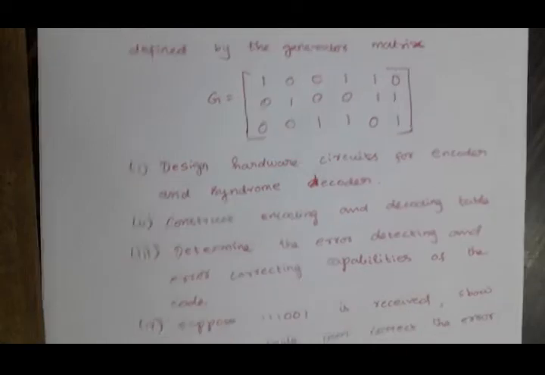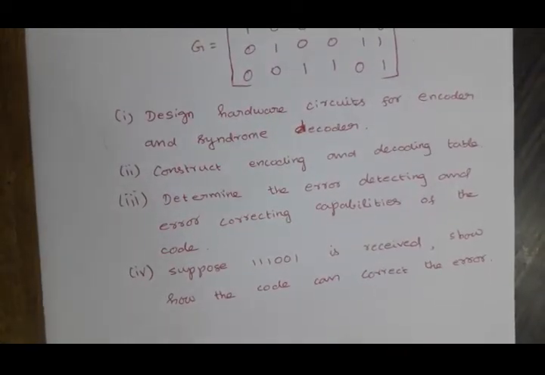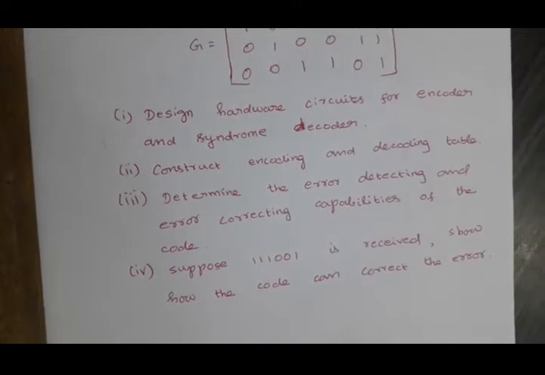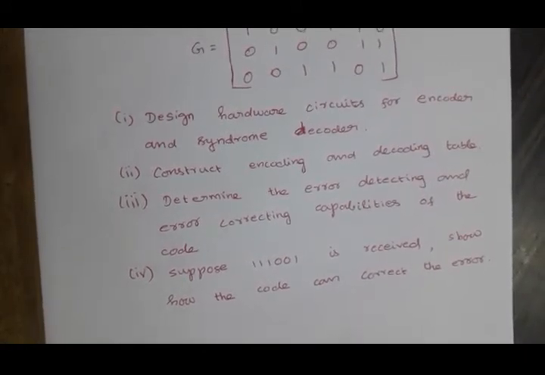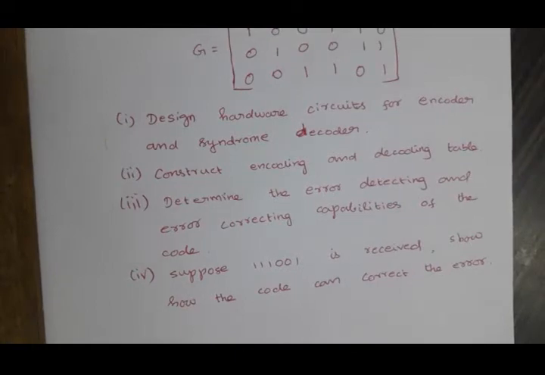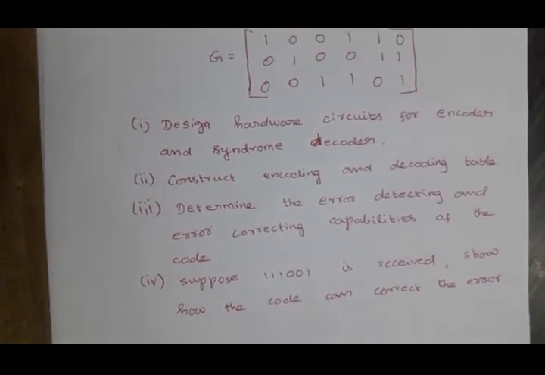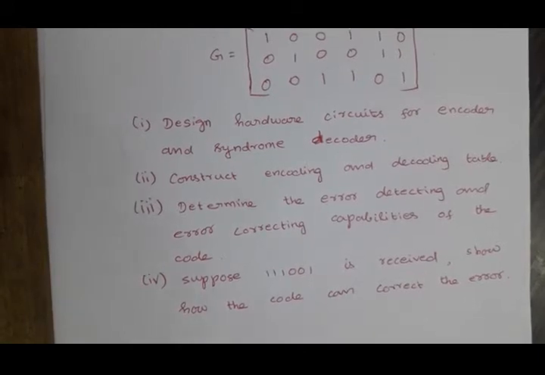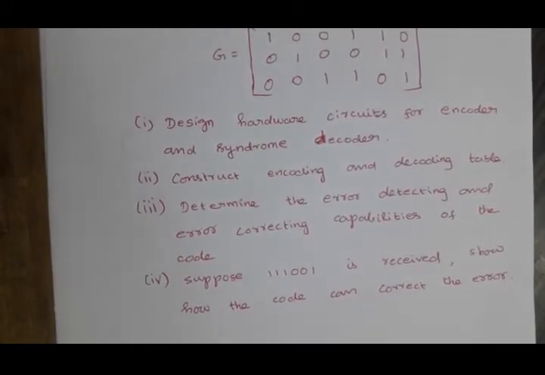And also, a code word is received by the receiver. We have to check whether an error has happened in that code. If the error has happened, then we have to correct the code. This is what we have to find from this question.